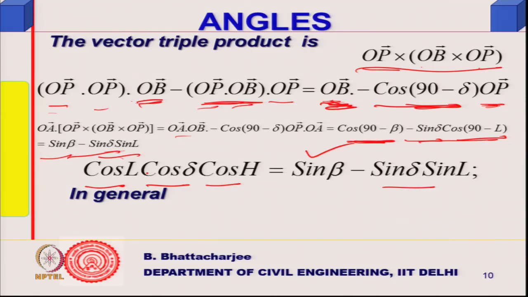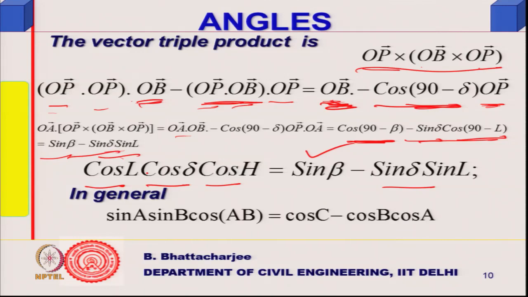into cos hour angle. In general, this expression, if A is the arc angle, B is the arc angle, and the included angle is AB, then sin A sin B, because these are all 90 minus, that is why they came as cos here, cos AB is equal to cos of C, the third angle, and cos beta cos. So any three in a spherical triangle, you will find this relationship valid.